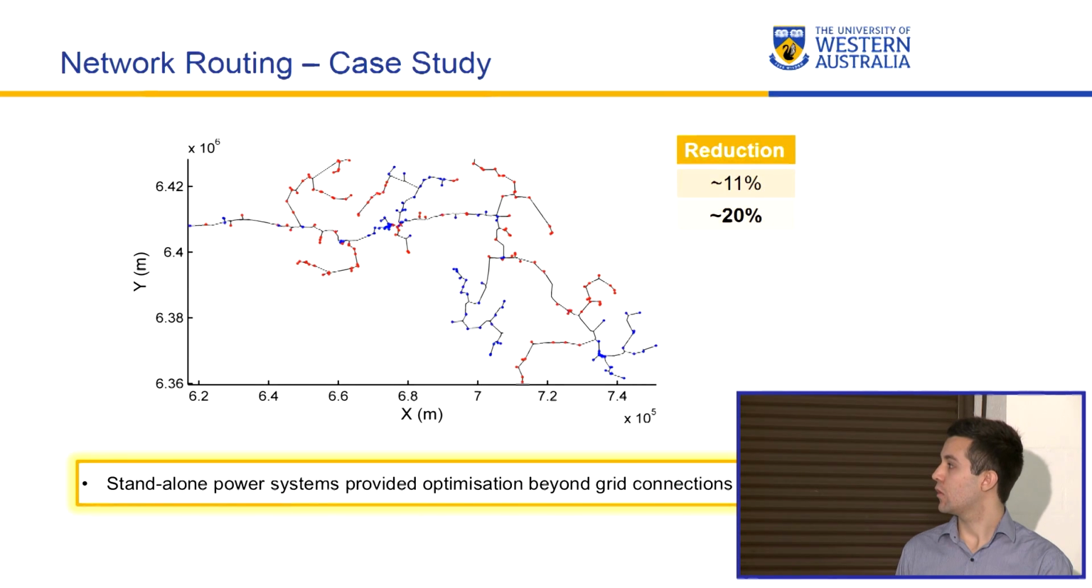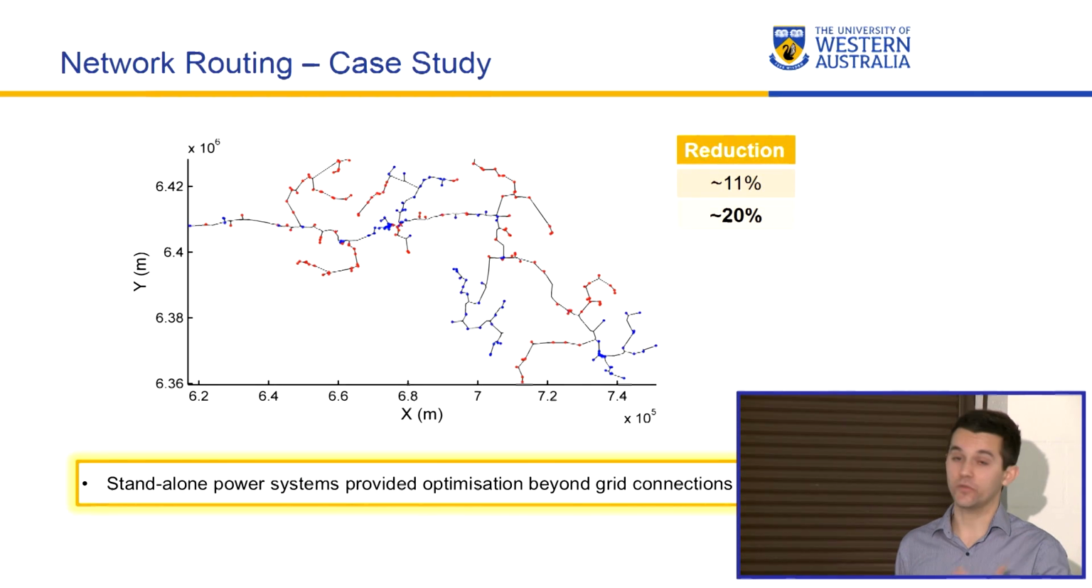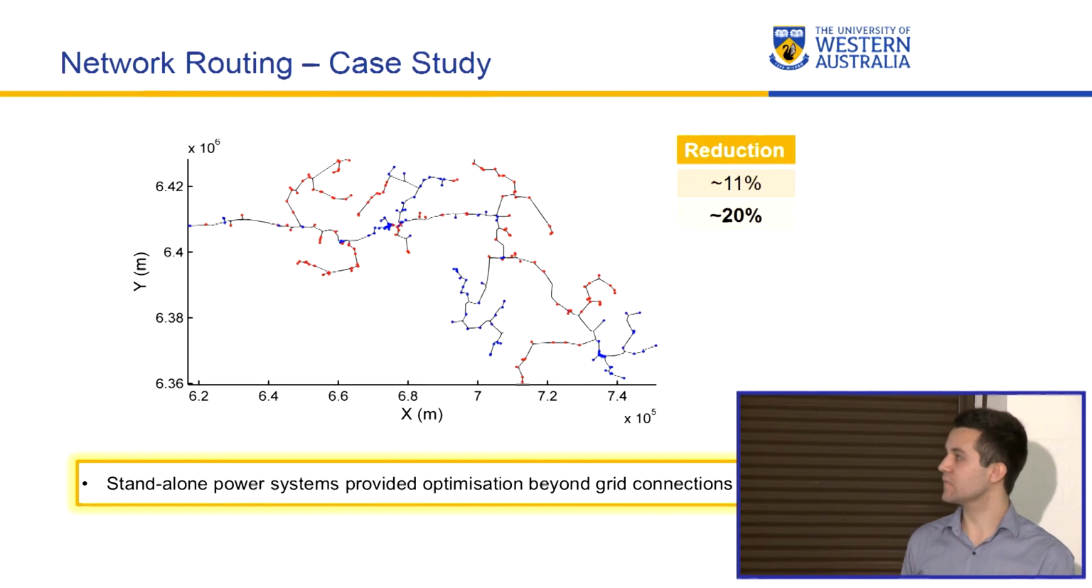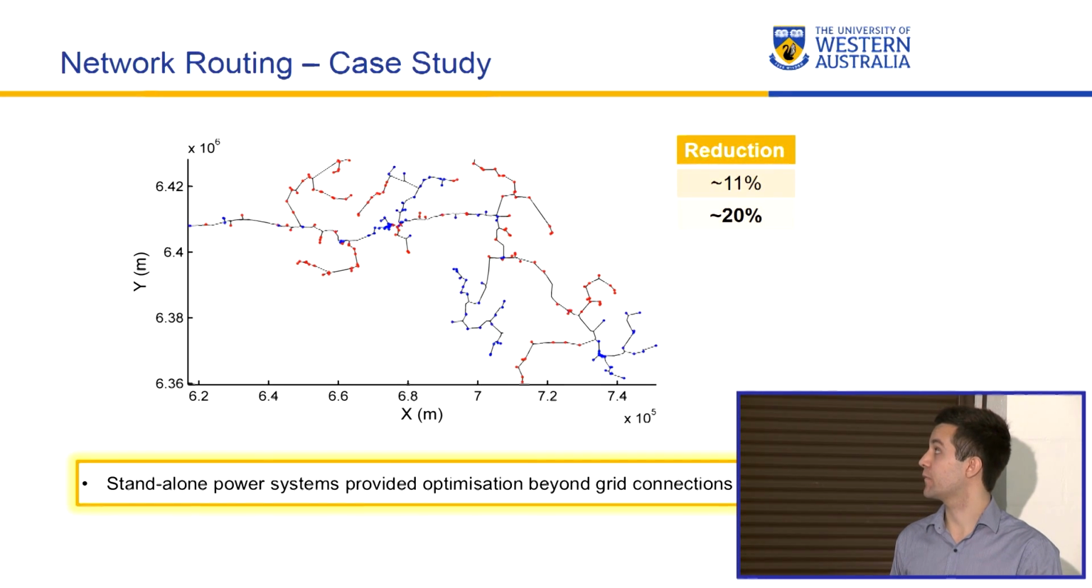Now, we go beyond our algorithm, which we apply with the GA, by including those standalone power systems. And when we include the standalone power systems, we find that the reduction further improves to approximately 20%. So what this shows is that the standalone power systems can improve the optimization of the network beyond what is capable solely by the network itself.